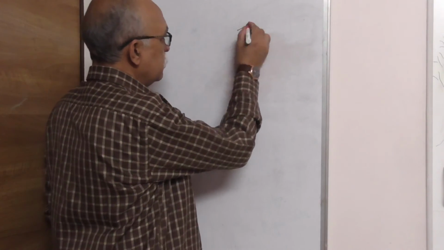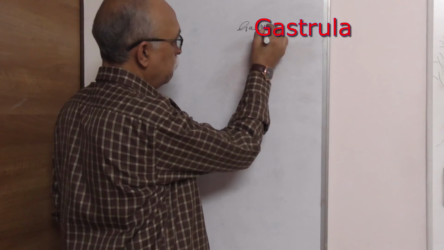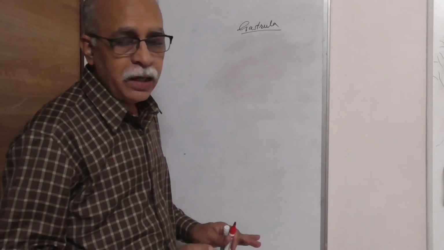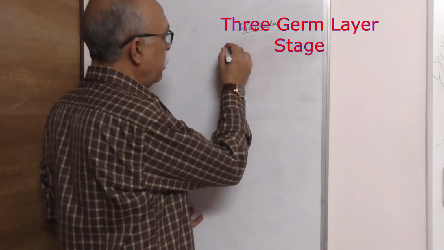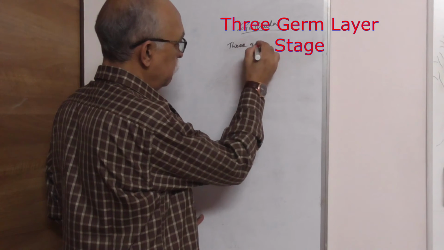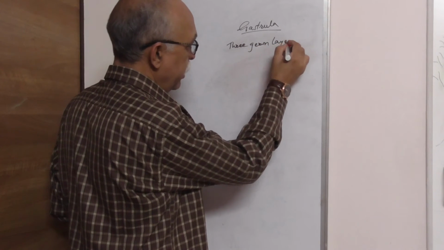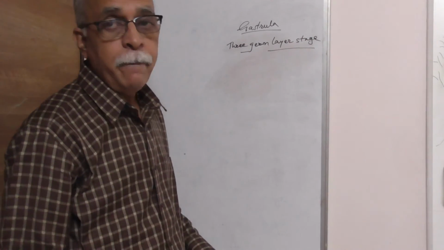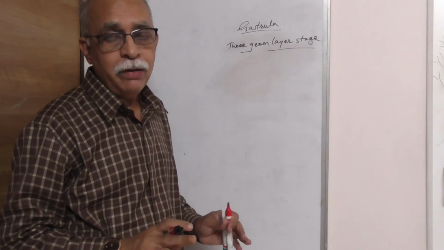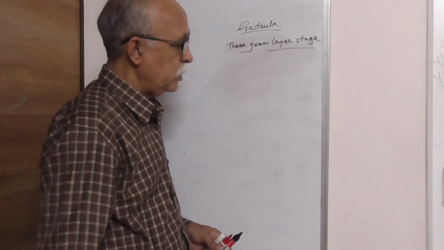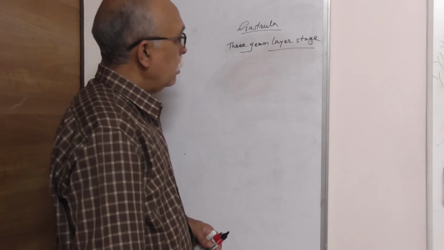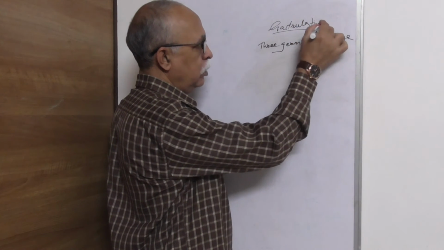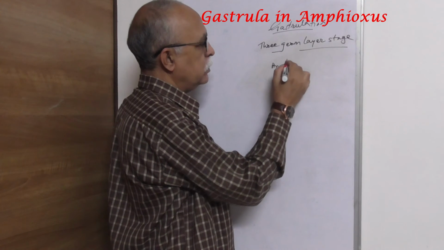The next embryonic stage is the gastrula. As we are talking about only vertebrates, this gastrula can also be called a 3 germ layer stage. That is the stage wherein all the 3 germ layers, ectoderm, mesoderm, endoderm, are seen to be developed, or they are seen to be present. To begin with, we will talk about gastrula formation, that is gastrulation, in Amphioxus.